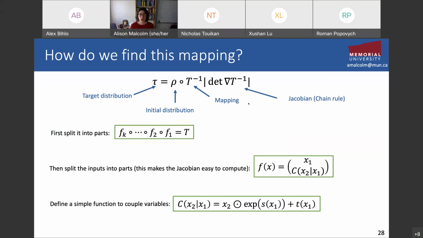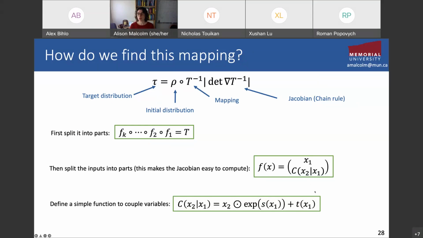So the first thing that we do is we take this mapping and we split it into parts. This is a divide and conquer strategy. We're trying to get lots of little things to learn instead of one big thing. Then we give these parts a specific form. Each of these functions that we split our flow into has a set of variables it leaves alone, and a set of variables that it shifts and translates. So here's the description of that shift S and translate T.